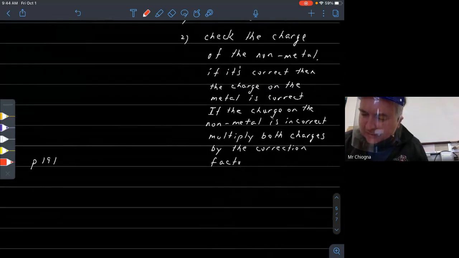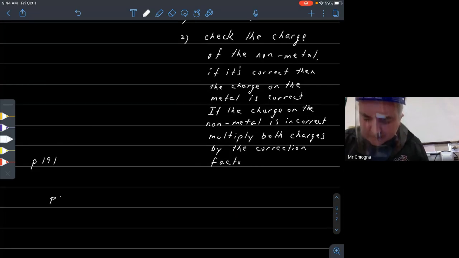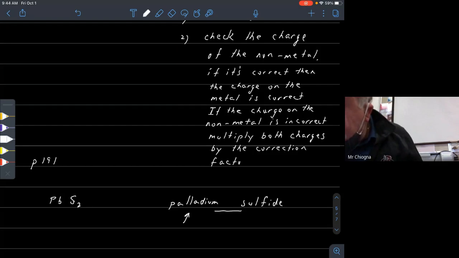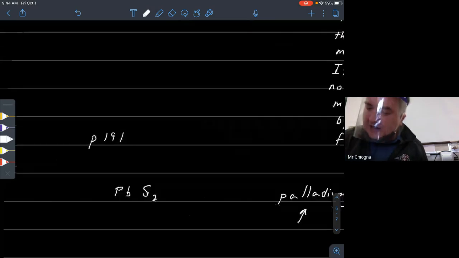Let's look at the next one. Palladium and then sulfur. So if I were to name this, it would be palladium sulfide with a number in the middle because I know this is multivalent. If I check it out, palladium has 2 possible charges of 2 or 4. So I don't know which one that is. So I go back to the formula.